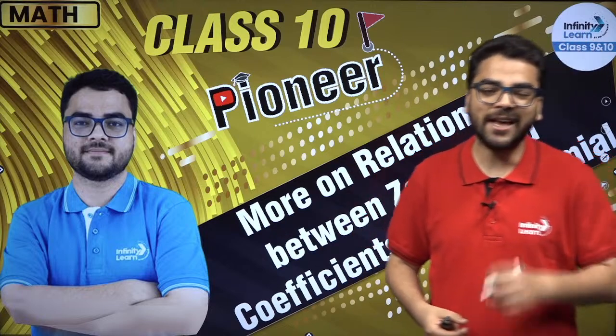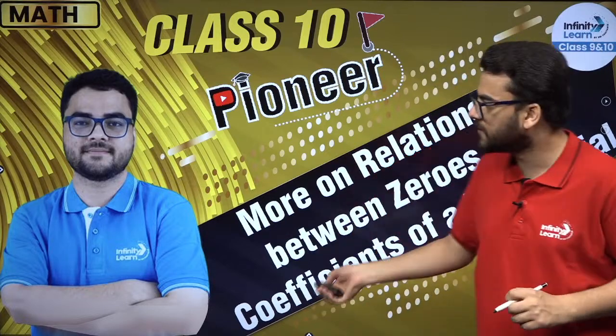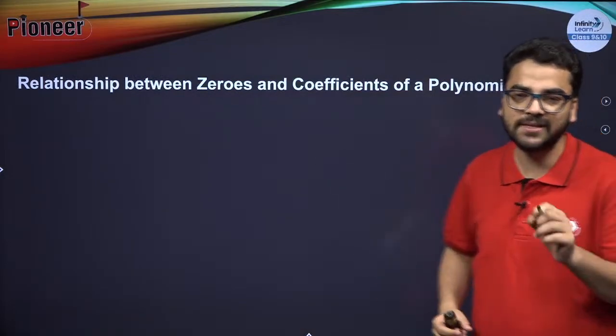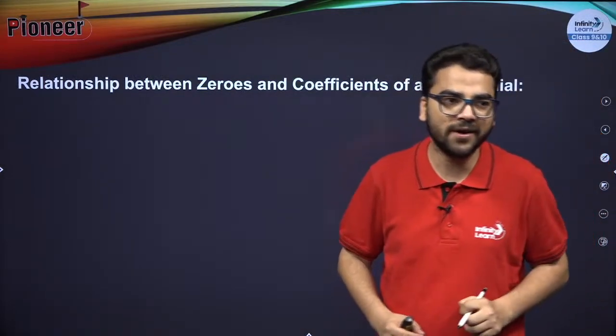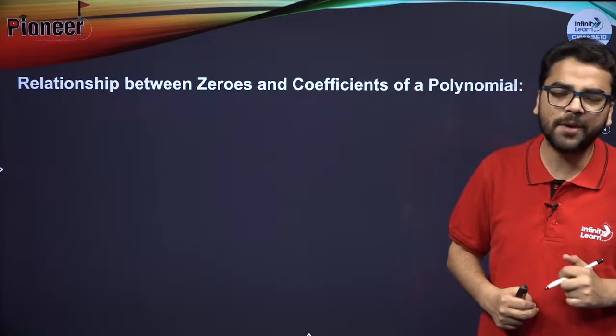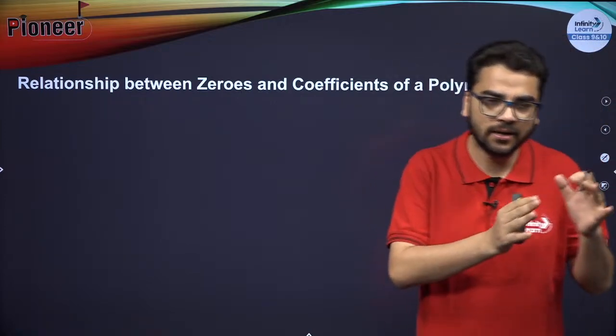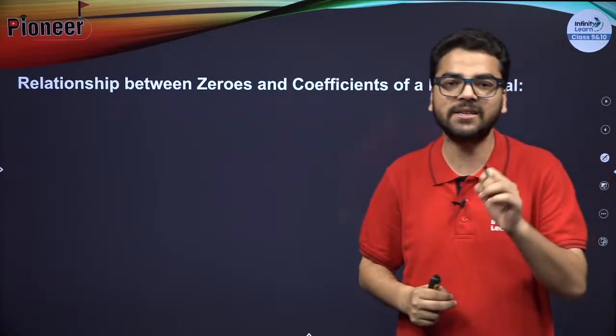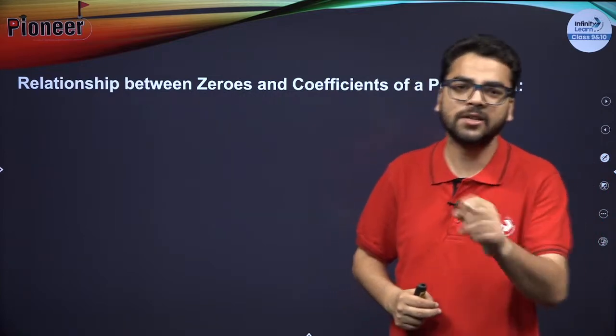Okay, so guys, I think we are good to start now. We are going to first revise the relationship between zeros and coefficients of different types of polynomials, and then we'll be doing questions on the basis of those concepts, specifically in terms of quadratic polynomials. So let's start with it.